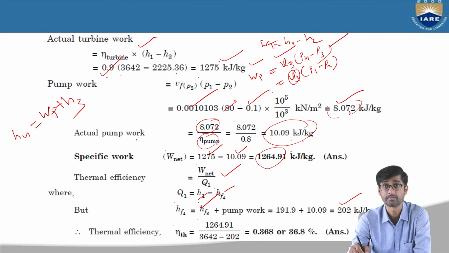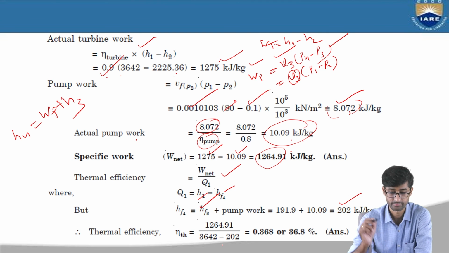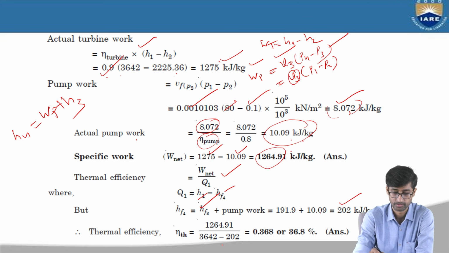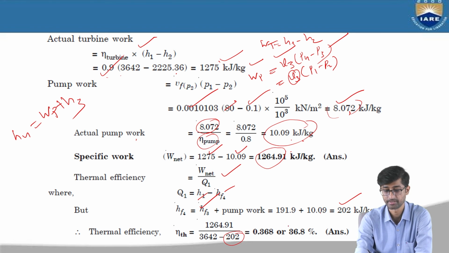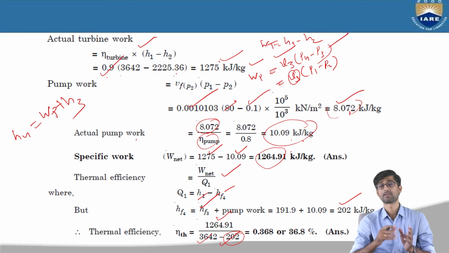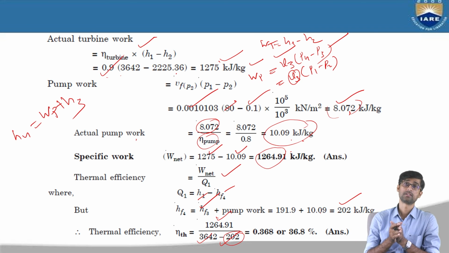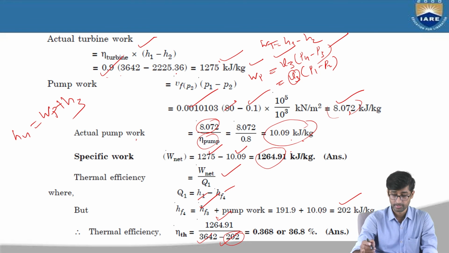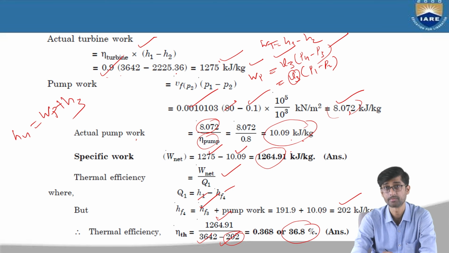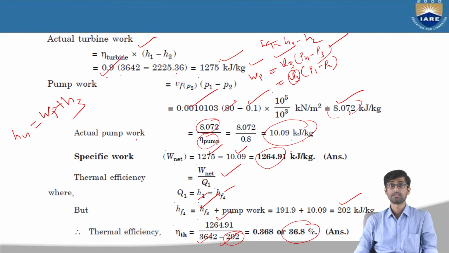So after finding the value of H4, substitute here. This is the efficiency of the Rankine cycle. This is the value of H4, this is the net turbine work, and this is H1. So after putting in all the values, net work done, H1 and H4, this is the efficiency of the Rankine cycle, 36.8%. Right. So this is all about the numericals based on Rankine cycles.